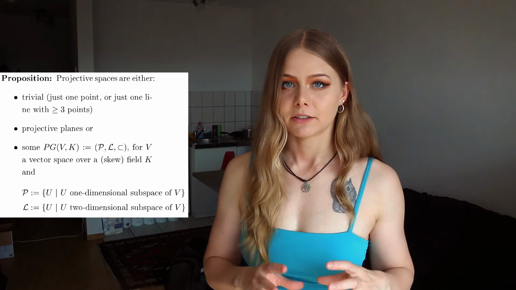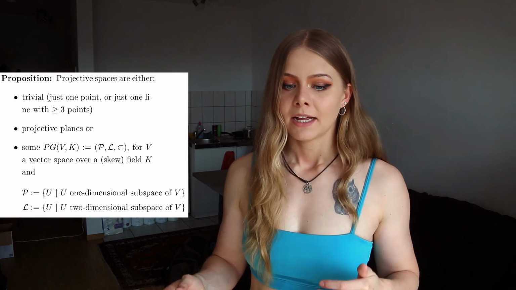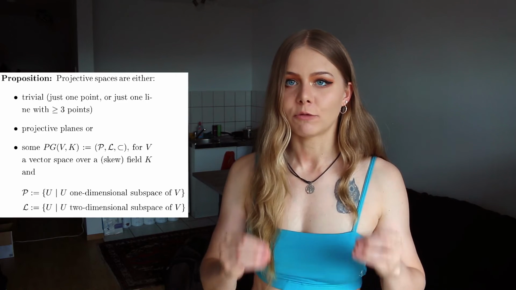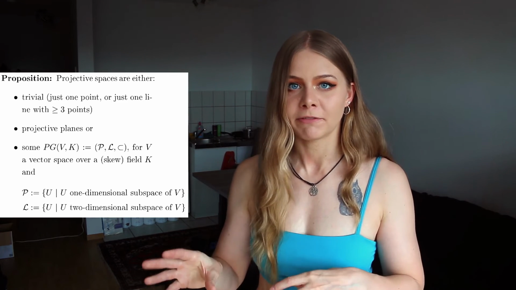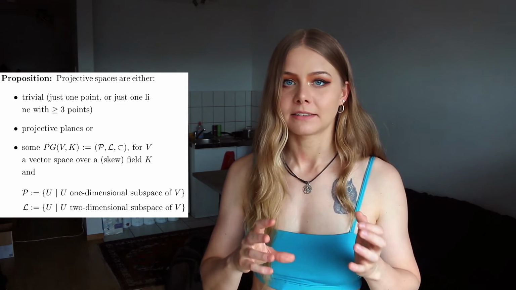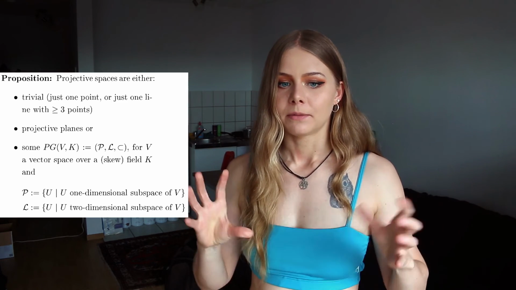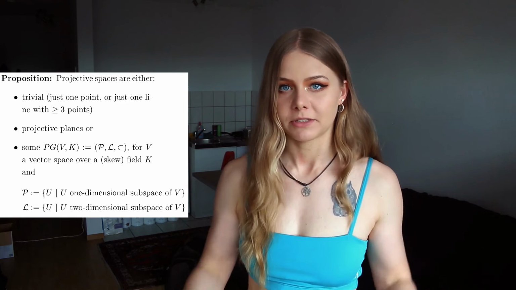So if you have a vector space V over a skew field K, then you can define the set of points as the set of one-dimensional subspaces of V and the set of lines as the set of two-dimensional subspaces of V. And with that you can get a projective space.